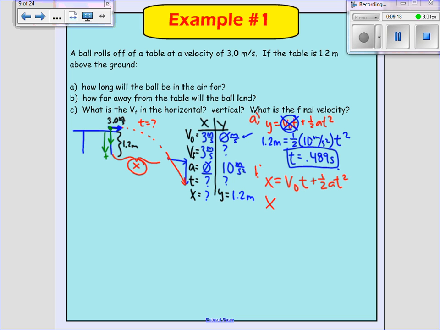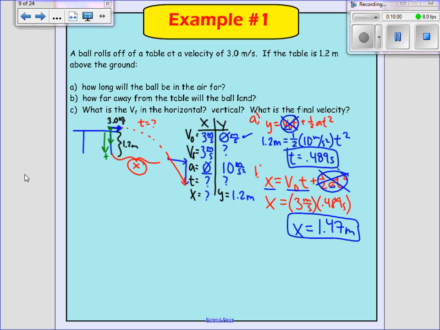So if I want to know how far something goes in x, I need to use the initial velocity in the x direction, which is 3 meters per second, times the time it's in the air for, which I now know is 0.489 seconds. And then notice here, plus 1/2 a t squared. The acceleration in the x direction is 0. So that gets rid of this whole term. So really, my distance in the x direction is just equal to the velocity times time. So if we do 3 times the time of 0.489 seconds, we get the x distance is 1.47 meters.